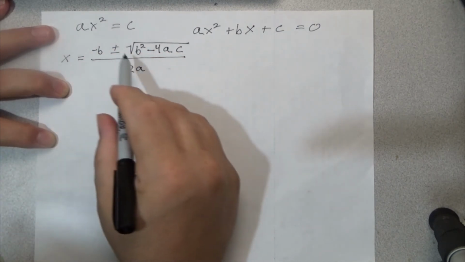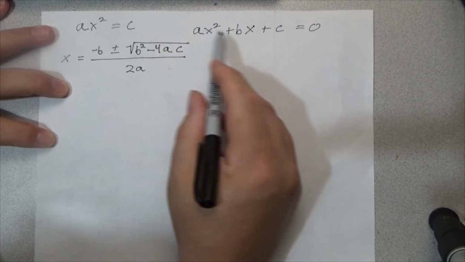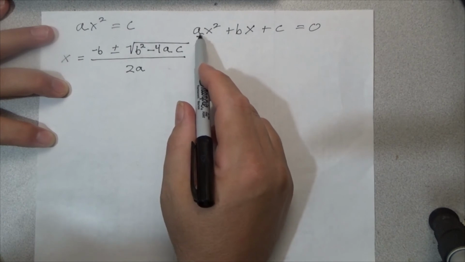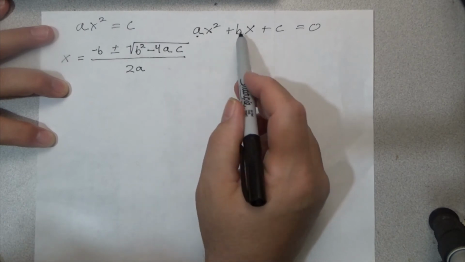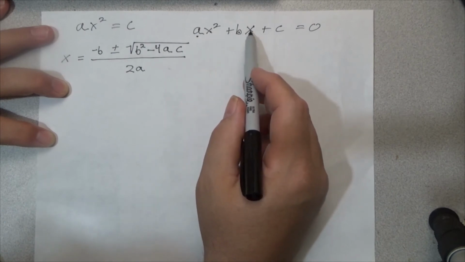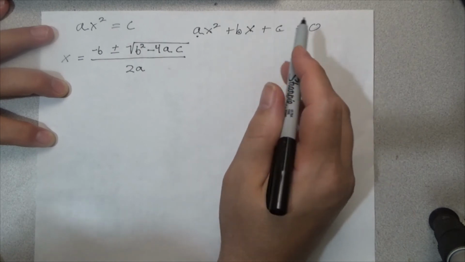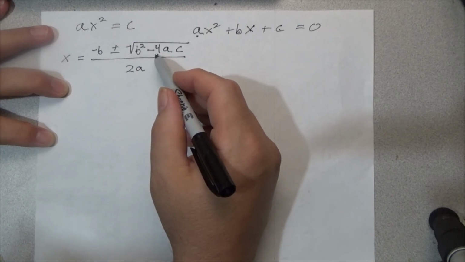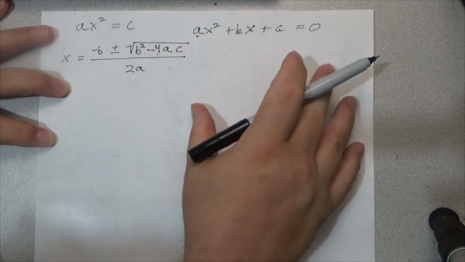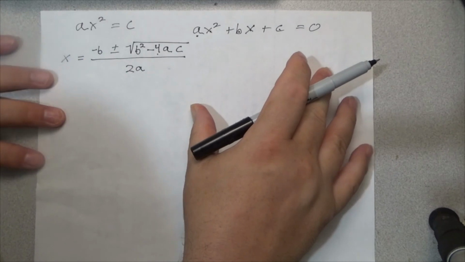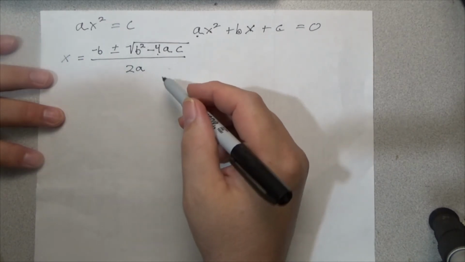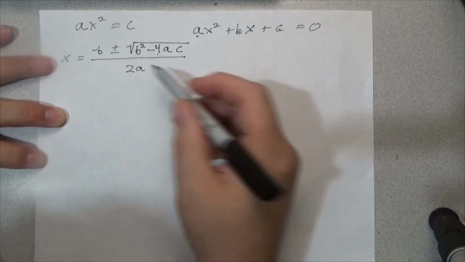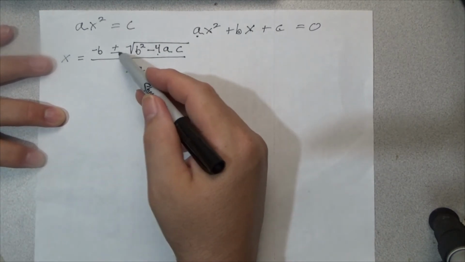Okay, where do we get all of these from? They're right here. A, b, and c. A is the coefficient in front of the x squared, b is the coefficient in front of the x, and c is the constant. And you put them in. The 4 is a number that's always there, okay? This is the quadratic formula. It solves quadratic equations. And this is where we get our two answers from.